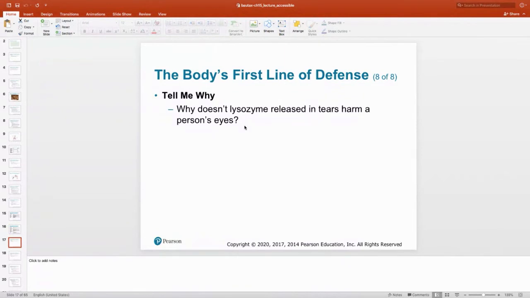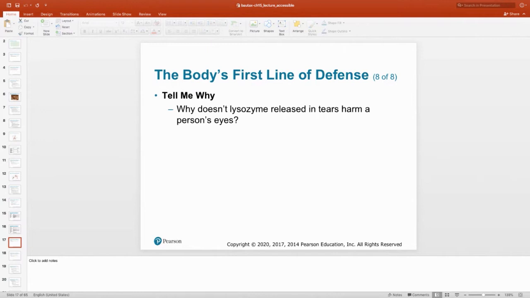So, why doesn't lysozyme released in tears harm a person's eyes? You can either turn on your microphone or type into chat. Who remembers what I said about how the lysozyme affects the bacteria?